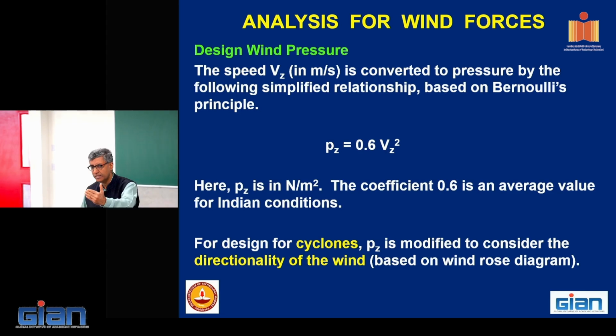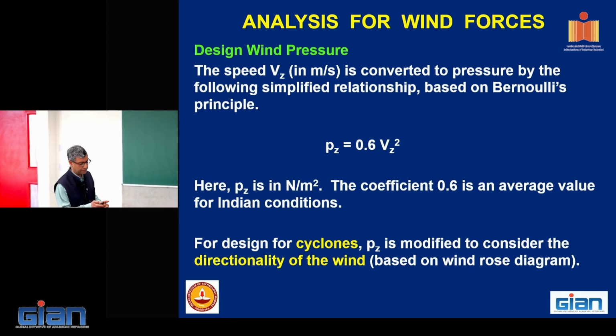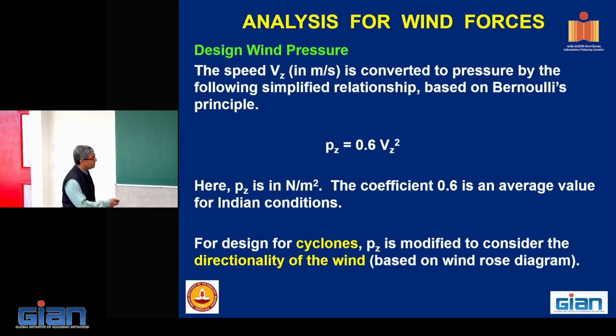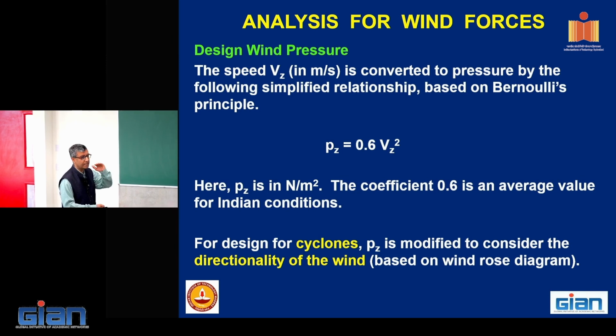That means from the basic wind speed, I'm getting the design wind speed. Then this expression is based on Bernoulli's principle: from the design wind speed at a certain level, I get my pressure. Please note these are all unit dependent, and this pressure is in Newton per meter square. And this particular coefficient is an average coefficient for Indian conditions.